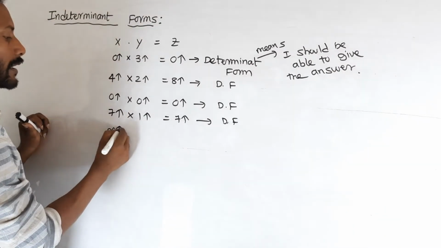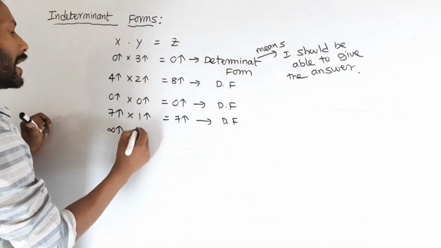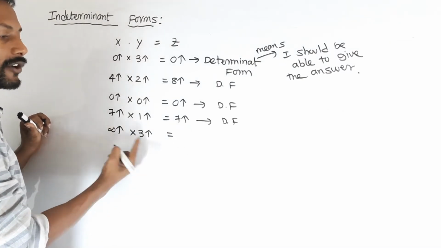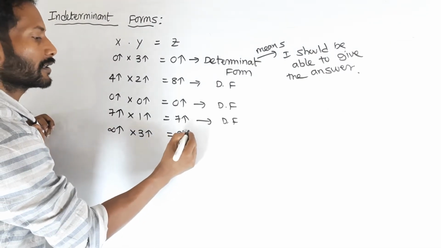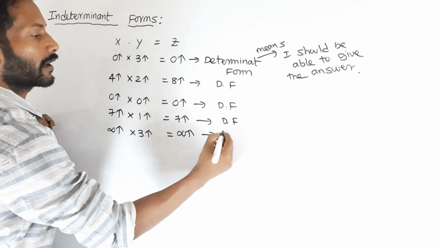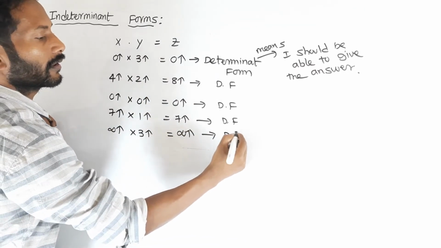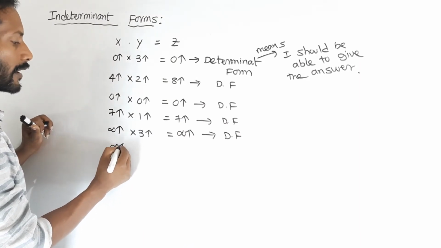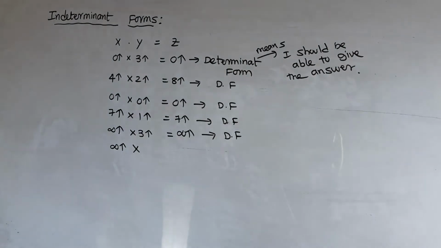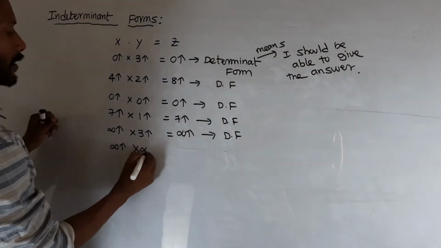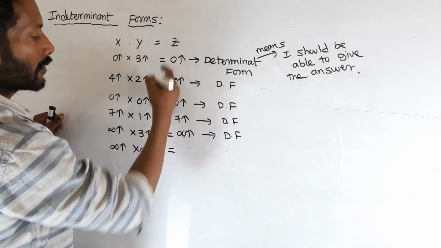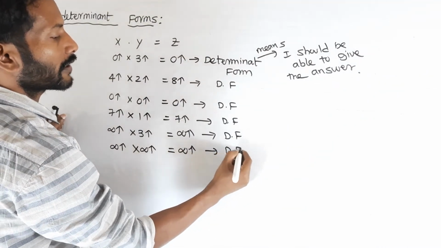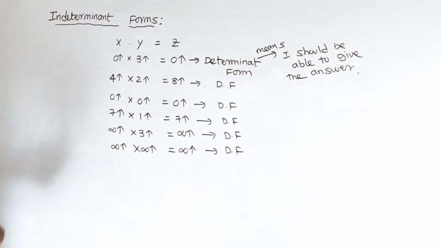x approaches infinity, y approaches 3. So infinity into anything is infinity. So z approaches infinity. So it is a determinate form. x approaches infinity, y approaches infinity. So infinity into infinity is infinity. So this one also is a determinate form.